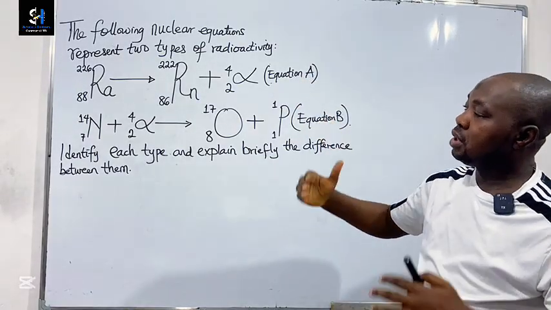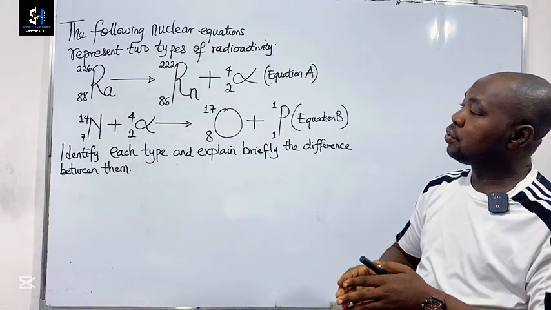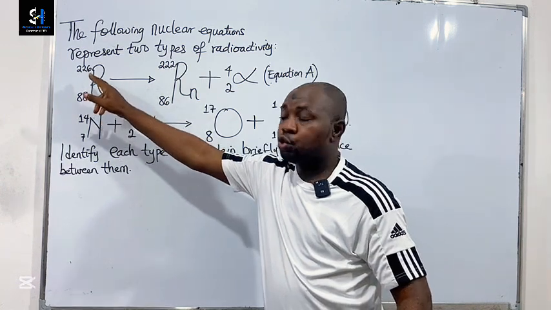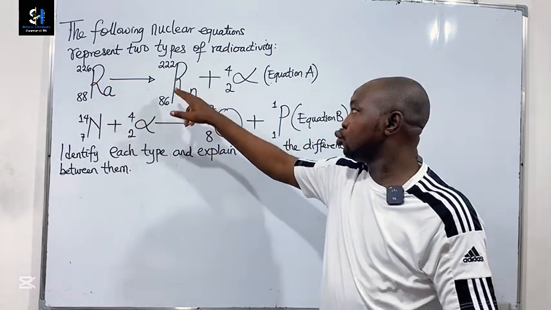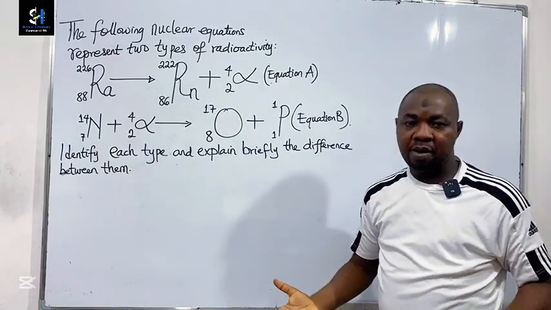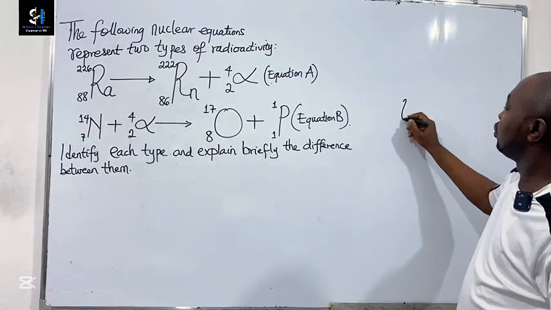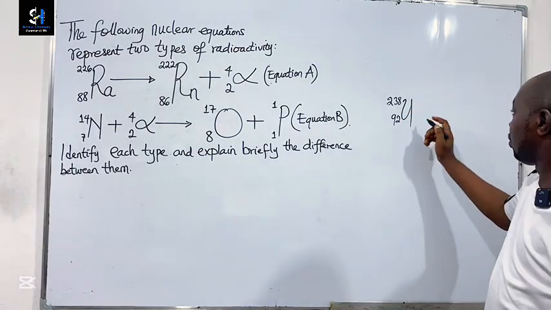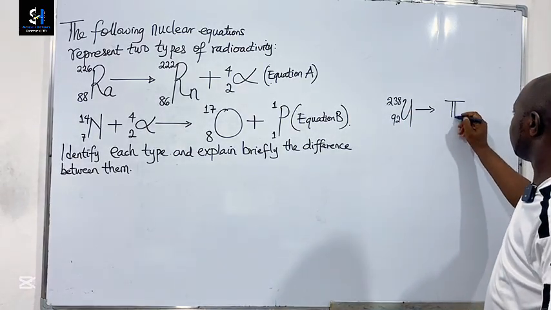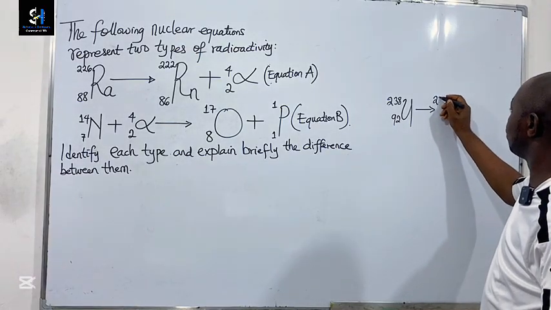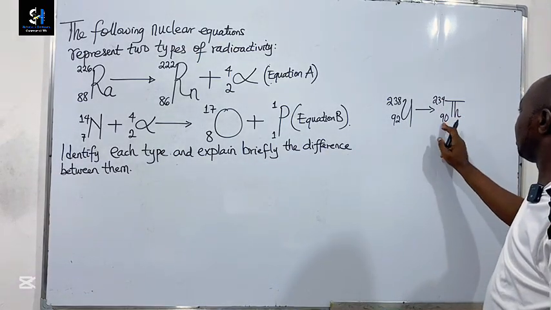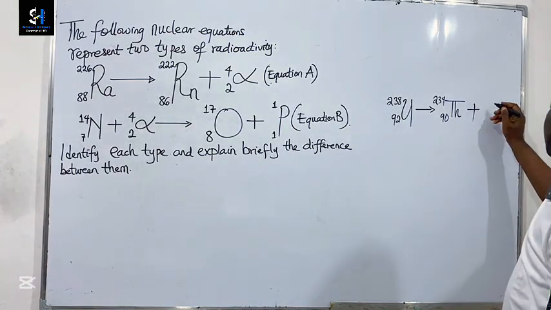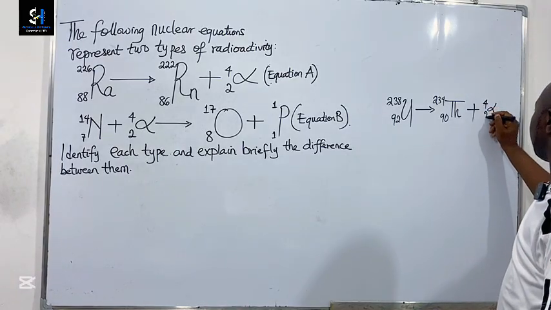The first equation, let me interpret it. It is an equation in which we have the decay of radium-226 into radium-222 by emitting an alpha particle. We can also have the case of uranium-238, with atomic number 92. When this decays, it decays into thorium-234, with atomic number 90, by emitting an alpha particle.